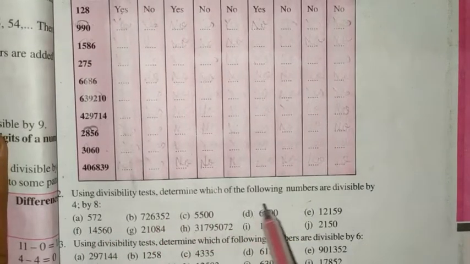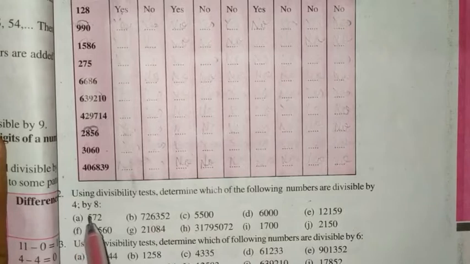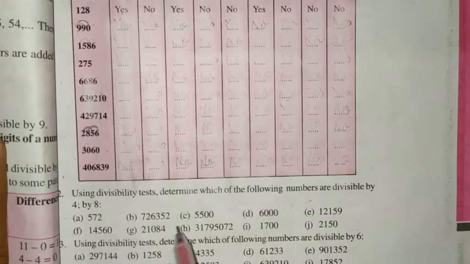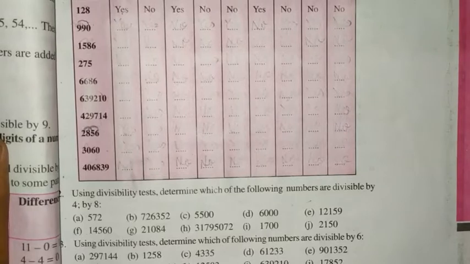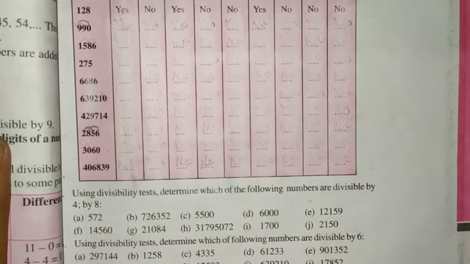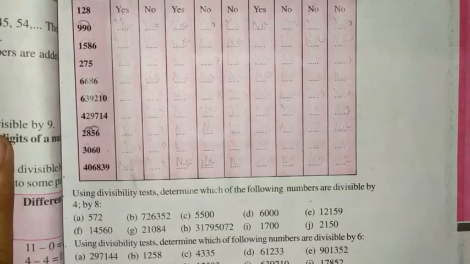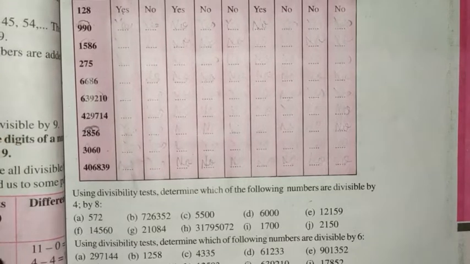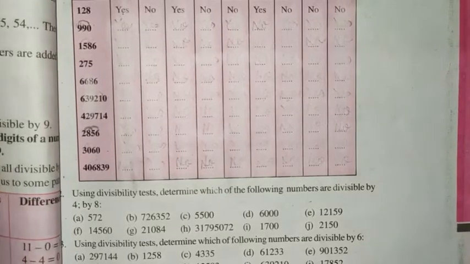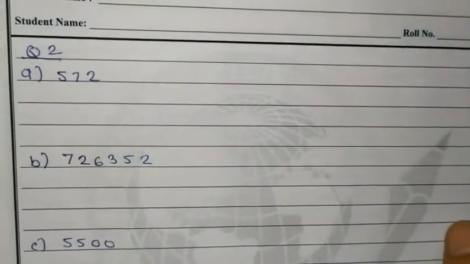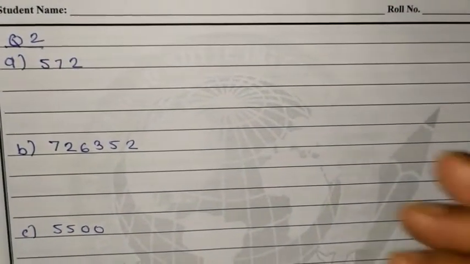Using divisibility test, determine which of the following numbers are divisible by 4 and 8. In this question there are a total of 10 parts, so I will solve 5 questions because the procedure of solving all the questions is exactly the same. Only the calculation is different. So I will solve 5 questions up to E, and the rest you have to solve. For that you have to see the procedure. So now I am moving to the second question.